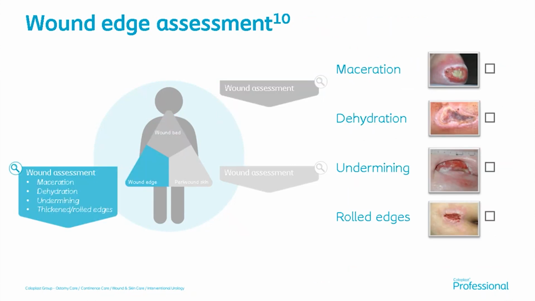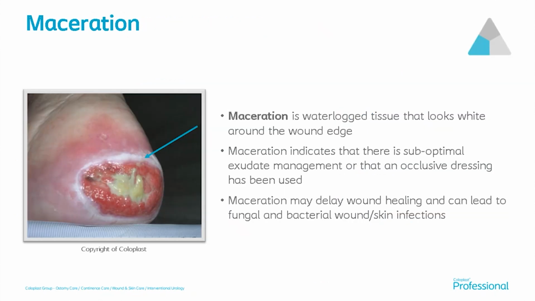We then move on to our wound edge assessment, and we're looking at whether there's any maceration, dehydration, undermining or rolled edges to the wound. So maceration is that waterlogged tissue that might appear white around the edge of the wound. And it's indicating actually the exudate isn't being managed appropriately, and it's causing that damage to our wound edge.